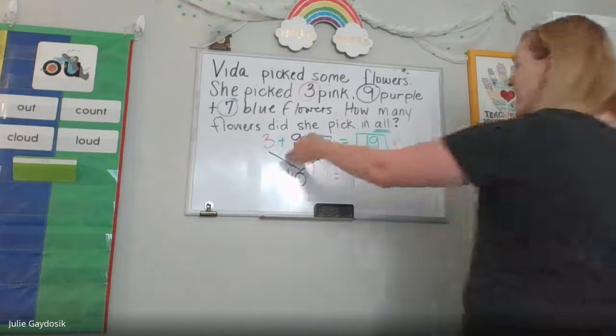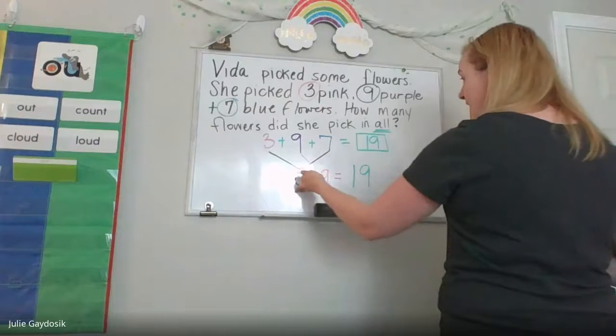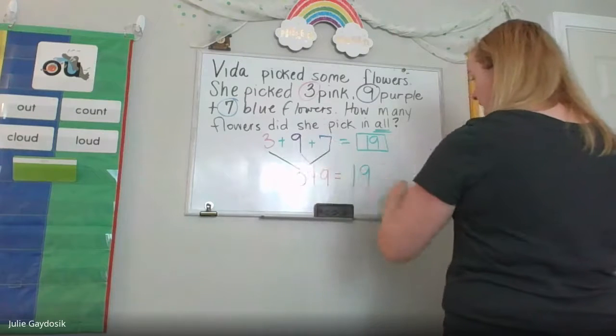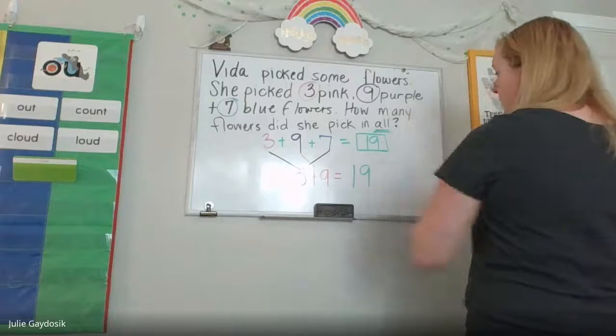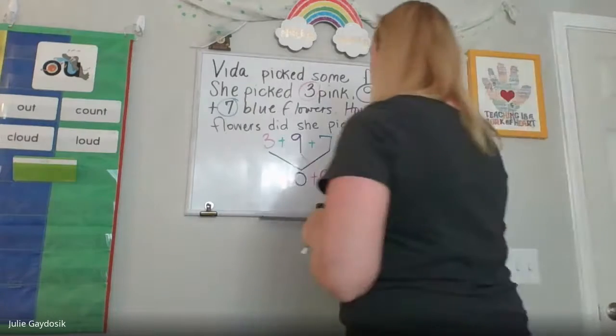Because she picked 3, then 9, then 7. Adding the 3 and 7 together makes it a 10. Add 10 plus 9, that equals 19. So she picked 19 flowers in all, okay?